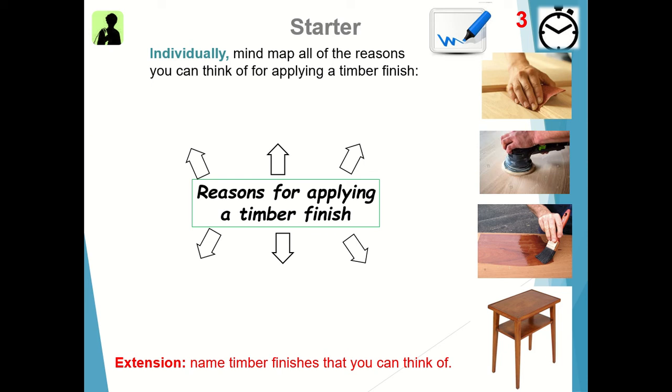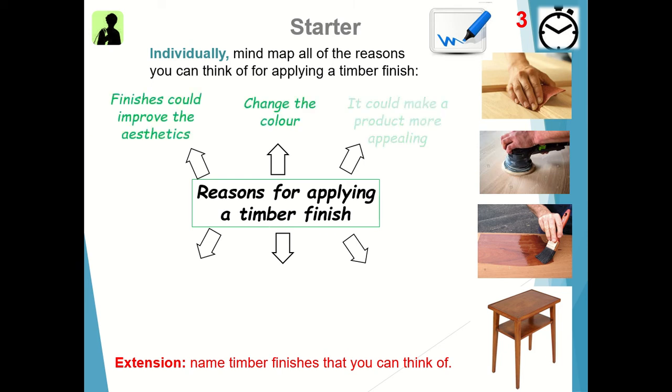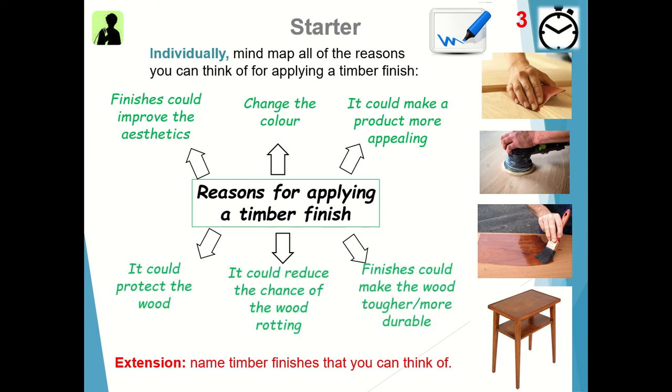Okay, I hope you had a good chance to do that. If you were really struggling, some points that you might want to add would be things like this: improving the aesthetics of timber, changing its colour. Perhaps that would make it more appealing. And you can see there's an image, the third one down, where the finish is actually making it look sort of shinier and glossier. There's reasons related to aesthetics. Other reasons you might apply a timber finish is to protect wood, reduce the chance of rotting, and to make wood tougher or more durable. So there are some points that you might have started with.